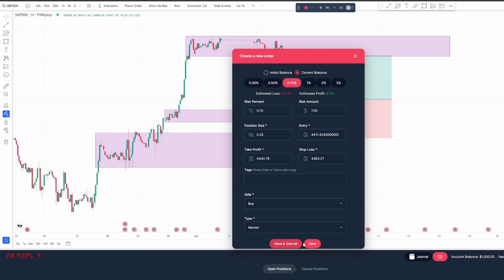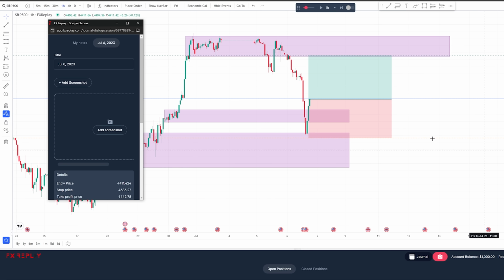And all you'll have to do is just hit save or save in journal. And that is literally it. But before we do that, of course, I want to increase this to 15%. And we can go ahead and take this trade. All right, so guys, now we are officially in the trade. All we're gonna do is hit play, and let's see what this trade does.